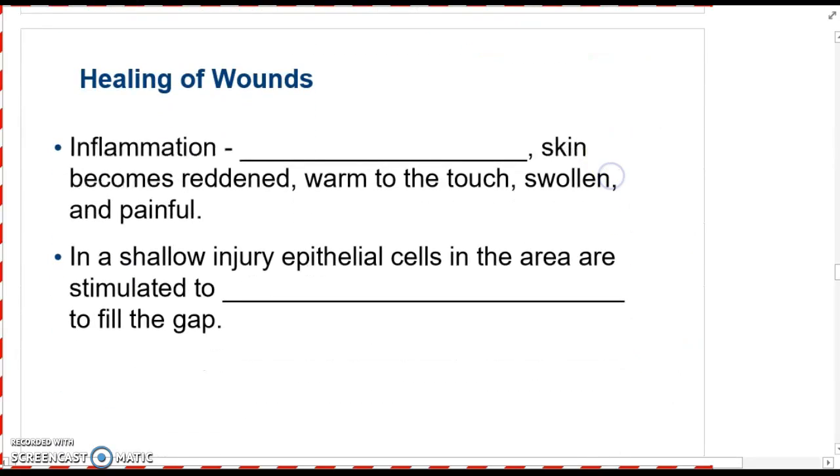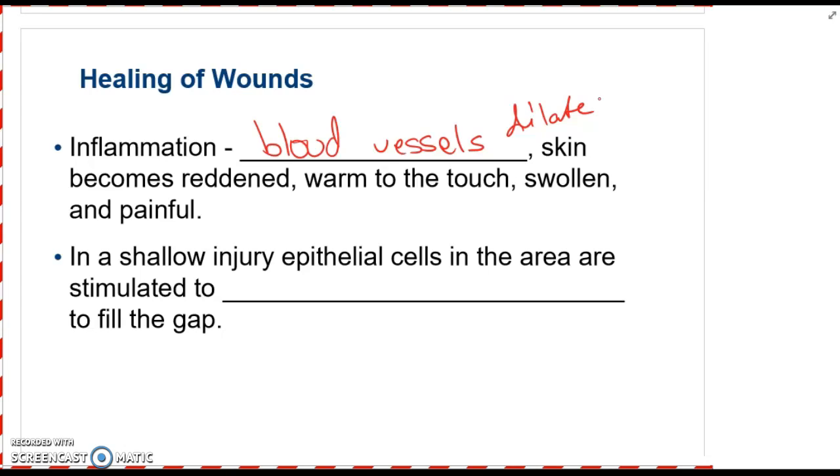Okay. Moving down to healing of wounds. So inflammation is when blood vessels dilate or get bigger. The skin becomes reddened. It's usually warm to the touch. It's swollen and painful. That's all it means to be inflamed.